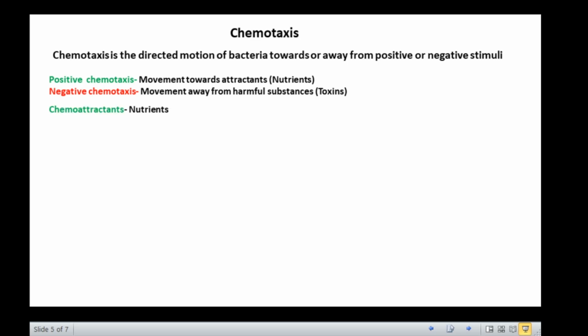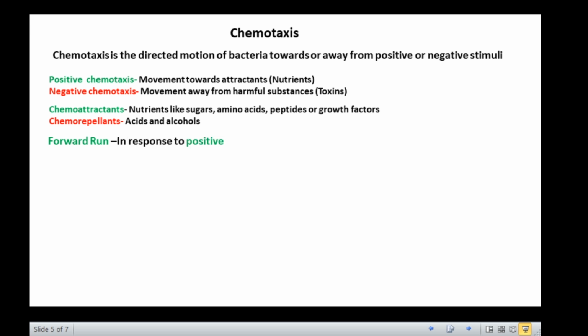Examples of attractants are nutrients like sugars, amino acids, peptides or growth factors, whereas that of repellents are acids, which cause changes in pH, and alcohols. In response to a positive stimulus, the bacterium runs forward, and in response to a negative stimulus, it tumbles.